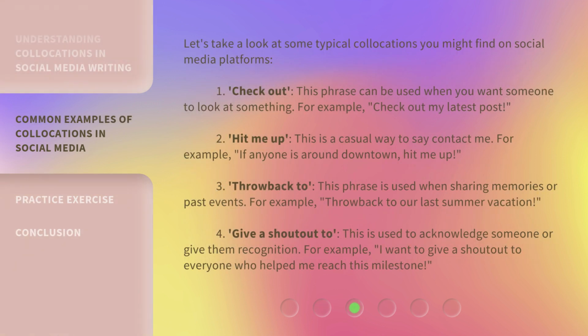Let's take a look at some typical collocations you might find on social media platforms. 1. Check out. This phrase can be used when you want someone to look at something. For example, check out my latest post. 2. Hit me up. This is a casual way to say contact me. For example, if anyone is around downtown, hit me up.